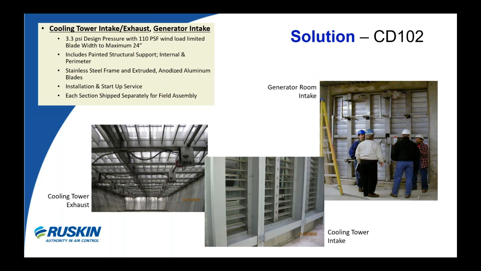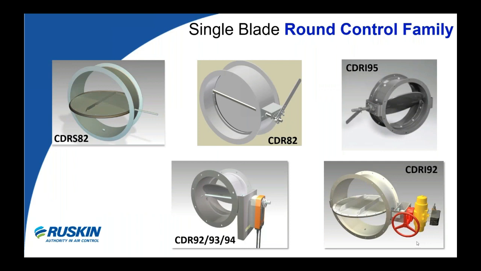For applications which require round flanged airflow control dampers, Ruskin has a full line of products which will satisfy virtually all engineering specs, schedules, and BOMs. While at first glance it's sometimes difficult to visually differentiate between the single-bladed CDR series of products, each model is engineered to provide a specific solution for a specific airflow control challenge.